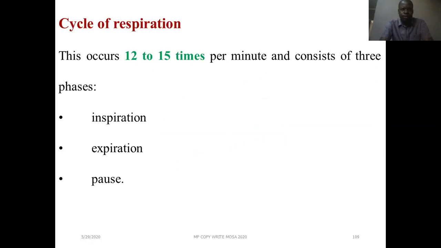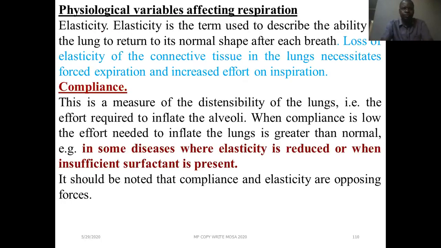Cycle of respiration. This occurs about 12 to 15 times per minute and consists of three phases: inspiration, expiration, as well as a pause. Physiological variables affecting respiration: things that can affect the process of breathing.